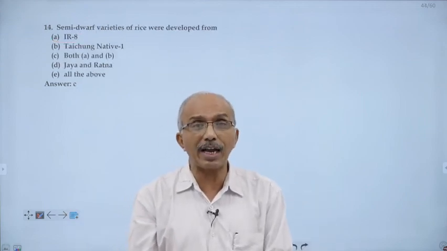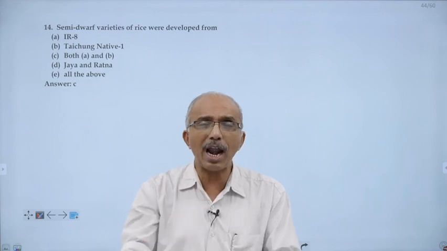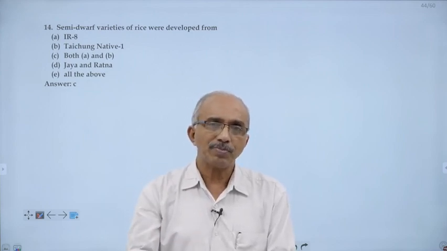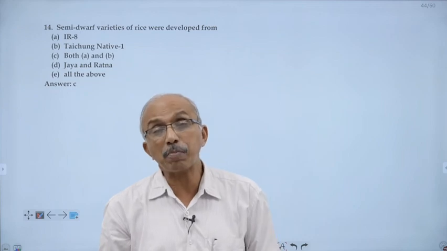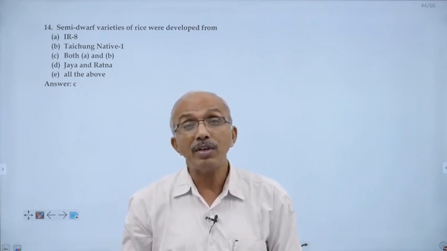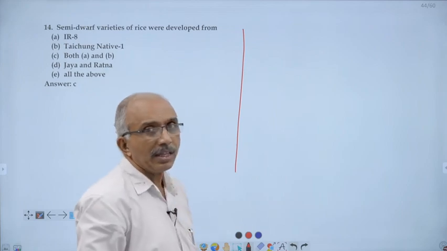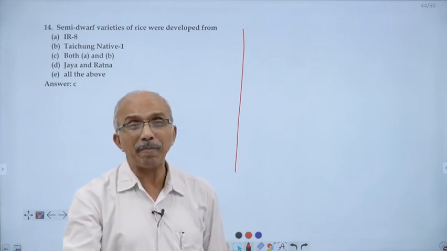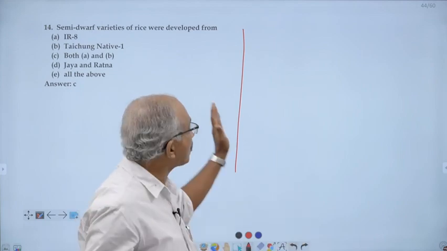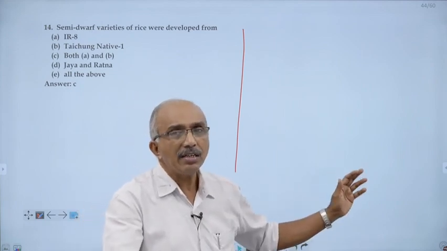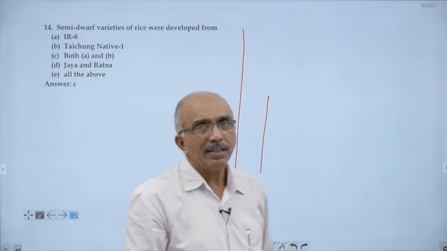Then next, semi-dwarf varieties of rice. How are they developed? Semi-dwarf varieties of rice means small height, not too tall, not too small. What is the advantage of semi-dwarf? If the varieties are tall, they will lodge down, falling due to the weight of the grain. The disadvantage is that when the rice plant falls down and the grains are on the soil, they will germinate. The semi-dwarf varieties are advantageous. They will not fall down.